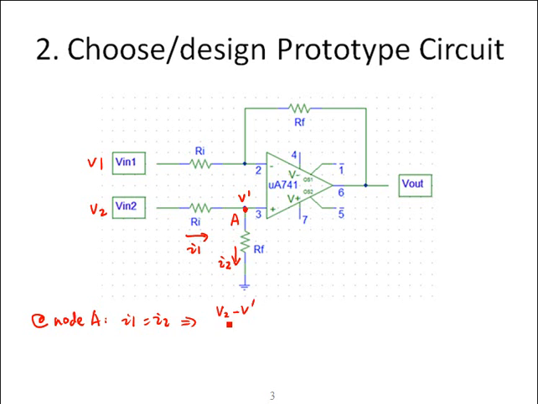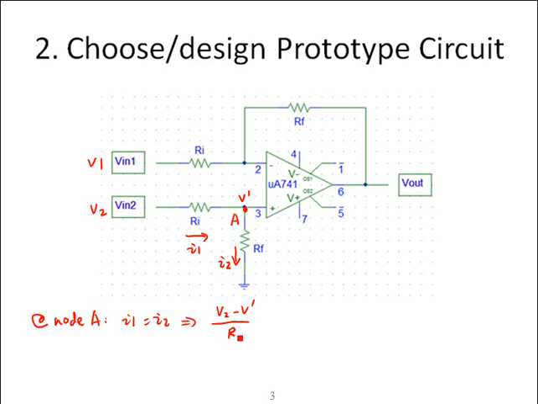V2 minus V prime is the voltage drop across Ri. Divided by Ri, we get I1. Similarly, for I2, that is V prime minus 0 divided by Rf. There's only one single unknown in this equation, so we could solve for the only unknown, V prime.